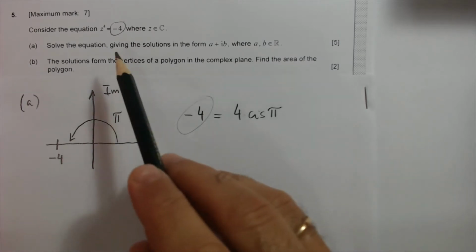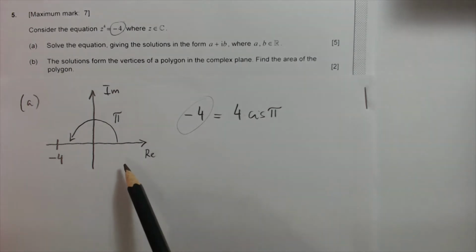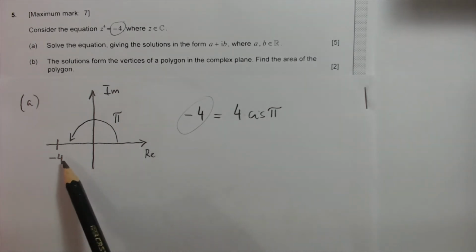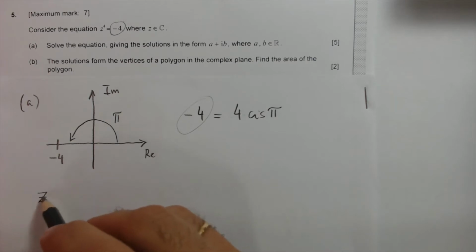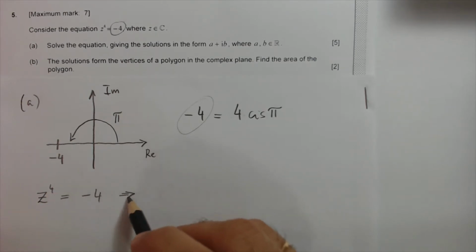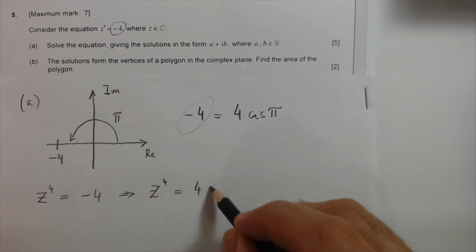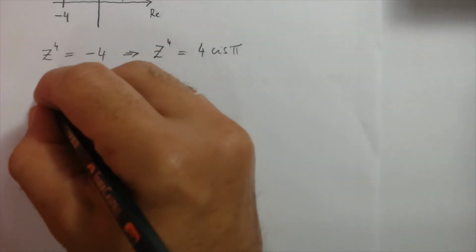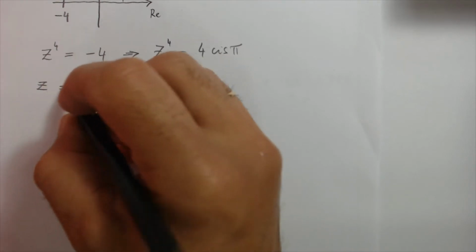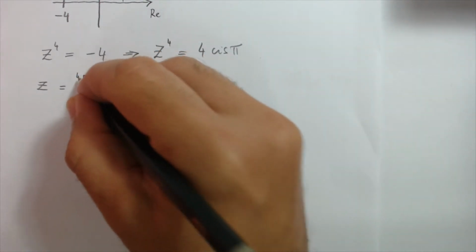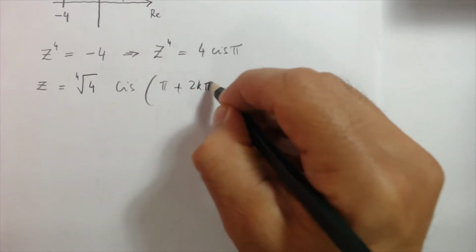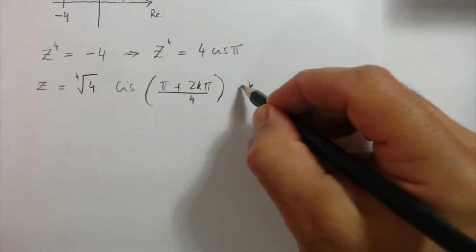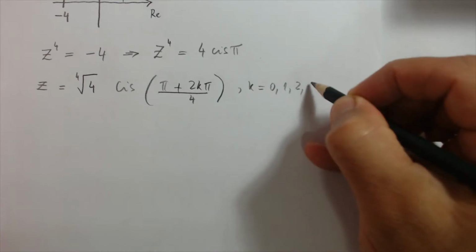Okay, so first, minus 4 represented on an Argand diagram is this here, modulus 4, argument π. Then, if now we want to solve this equation, it's the same as solving this equation here, and then we can find the solutions in the form, let's say, fourth root of 4, (π + 2kπ) over 4, where k is 0, 1, 2, 3.